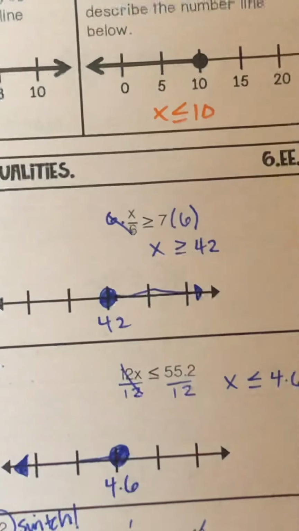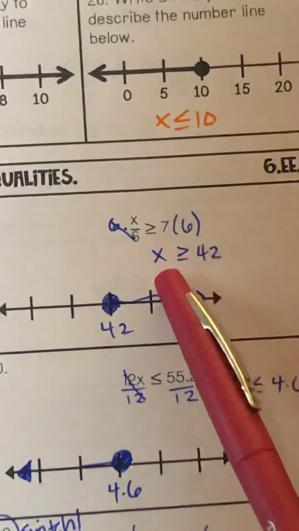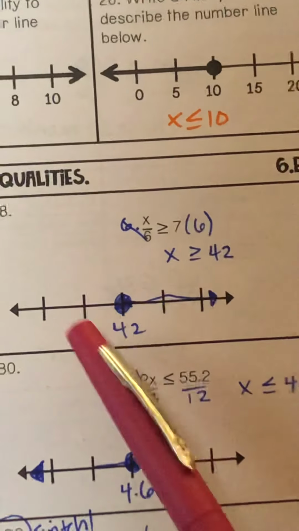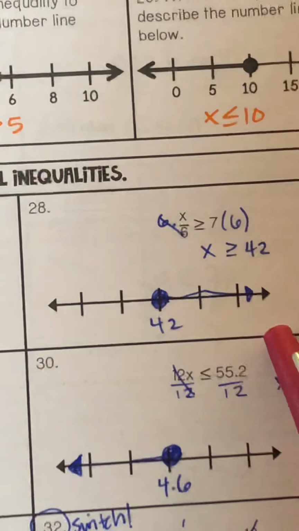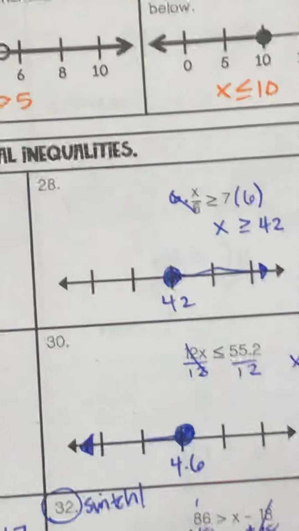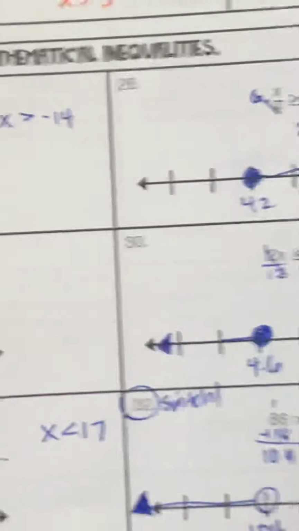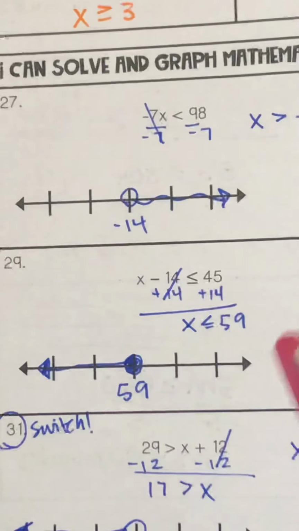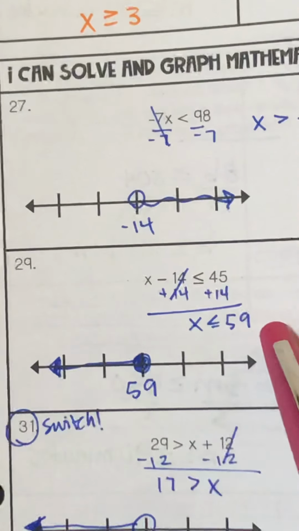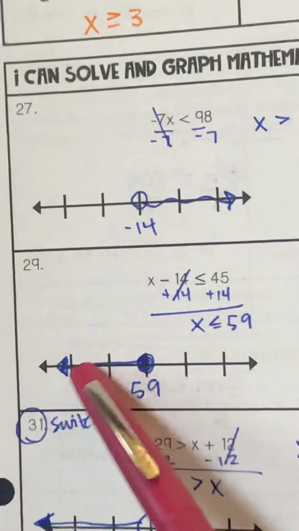28. We are multiplying by 6 on both sides to solve. X is greater than or equal to 42. Closed circle on the 42, going to the right. All right, for number 29, we need to add 14 to both sides. X is less than or equal to 59. It's a closed circle on the 59 going left.